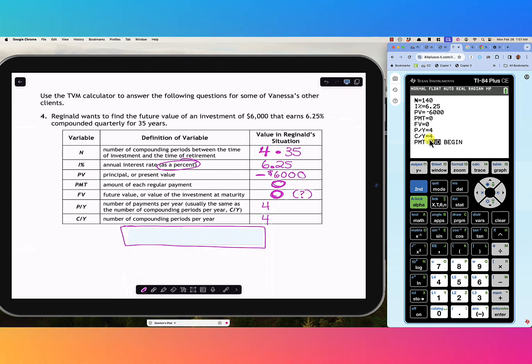Again, we want to make sure the last line says end, and end is highlighted. All right, we're ready to solve. What are we solving for? We're trying to find the future value. So use your up arrow to go back to the FV line, then press the green alpha followed by the enter button, and you have your value. That's going to be the future value in 35 years: $52,580.51, and that is what we would put on our paper.